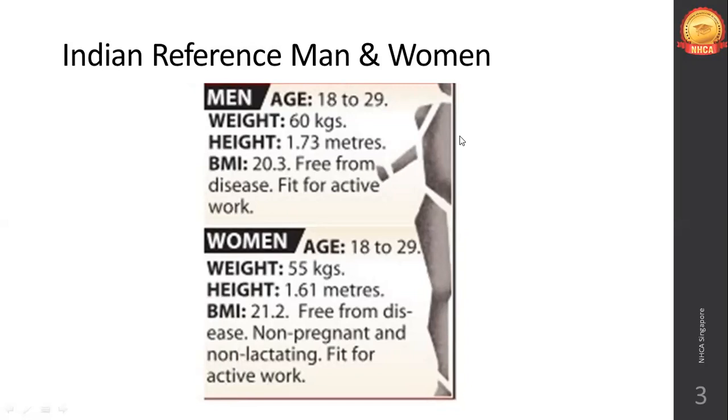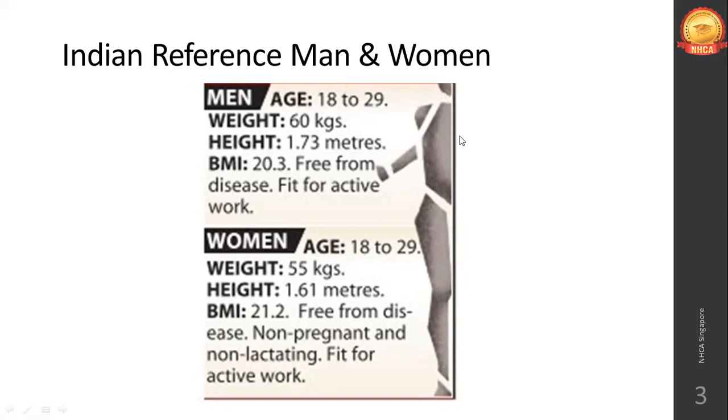Height is about 1.62 meter, that is 162 centimeter. It's just one decimal increase in the height. Earlier it was 161 centimeters. And the BMI should be around 20.75. In the old data, it was 21.2, but now it is 20.75. That is the healthy or reference BMI for the woman.